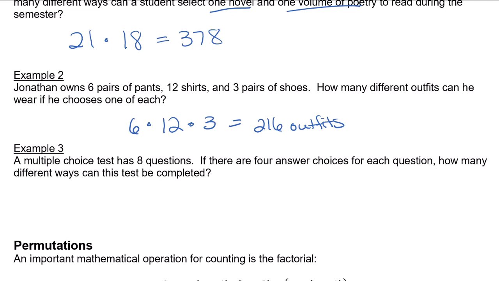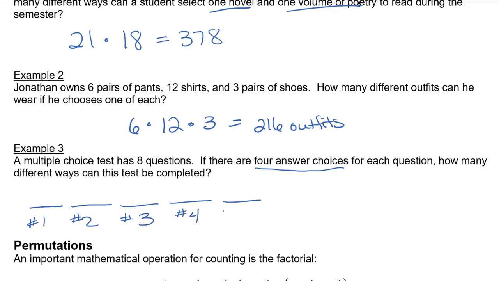Example 3, a multiple choice test has 8 questions. If there are 4 answer choices for each question, how many different ways can the test be completed? Well, we're going to just draw a chart. There's question number 1, question number 2, question number 3, question number 4, question number 5, question number 6, question number 7, and question number 8.